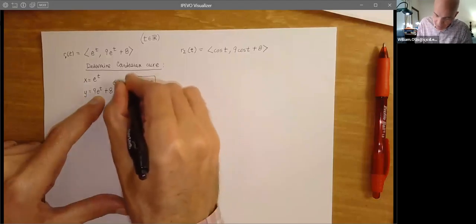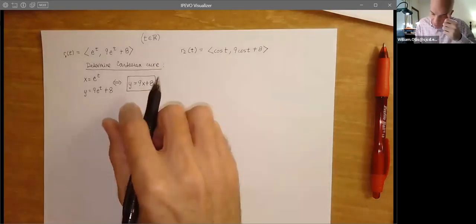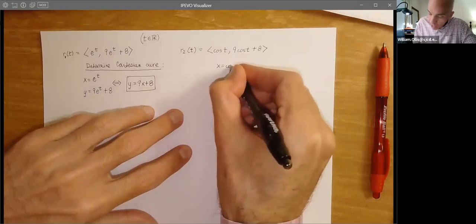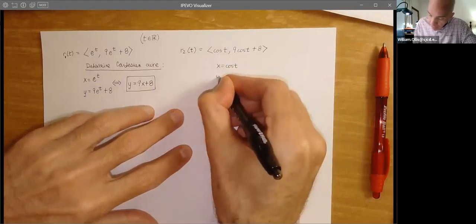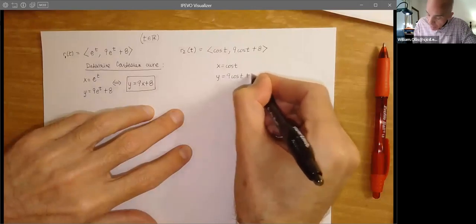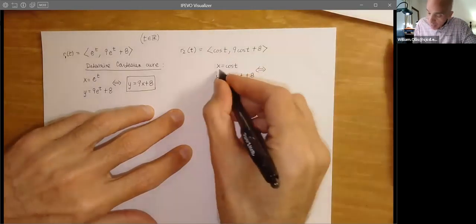Well, this is just like we had before. So equivalently, if x is e to the t, we can just replace e to the t with x. So we get y equals 9x plus 8. Well, that was easy. I mean, obviously you see this and it's not a barn burner. And then of course, we'll think about this.